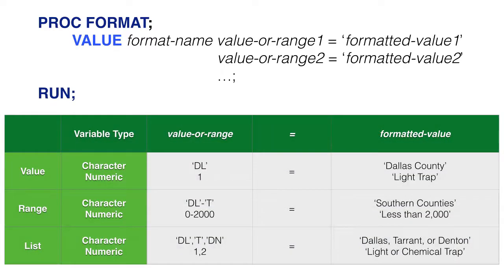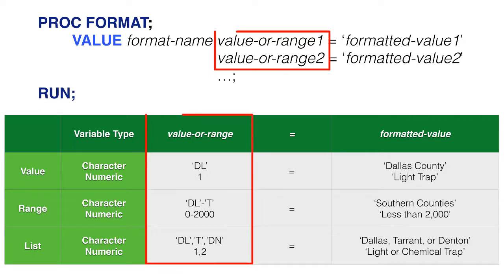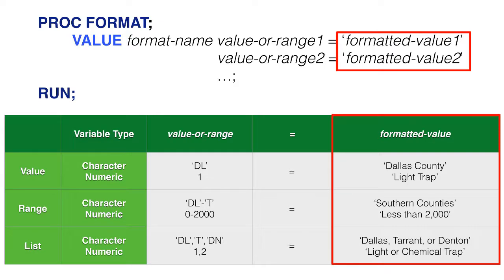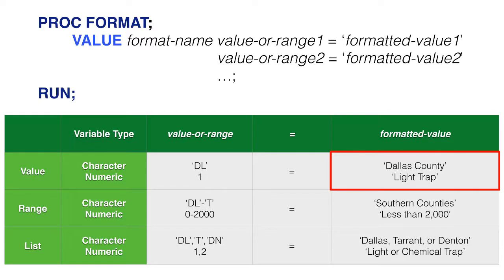Now let's go over how to specify the way you want your values to appear when the format is applied. In the value statement, you specify one or more expressions called the value range set. Each value range set has 3 parts. First is the value or range of values, which refers to one or more values as they're stored in the input data set. For example, the character value DL or the numeric value 1. The second part is a single equal sign. And finally, you type the formatted value you want SAS to display after you apply the format. For example, Dallas County instead of DL, or light trap instead of number 1.